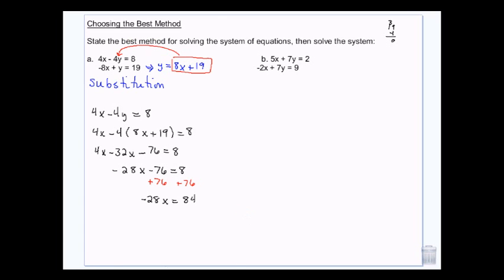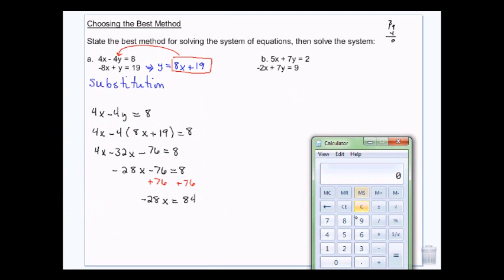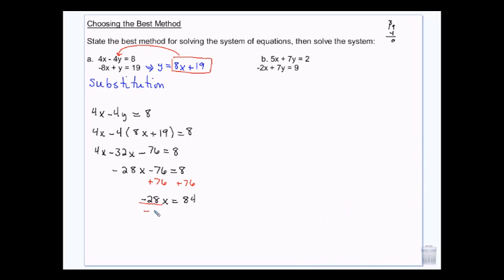Did I do that right? I'm just going to double check myself. Okay. I'm going to divide both sides by 28. Well, negative 28. And x equals negative 3. And then to find out what y equals, I plug the negative 3 in here. So I get negative 24 plus 19, so that is negative 5. So my answer is negative 3, negative 5.